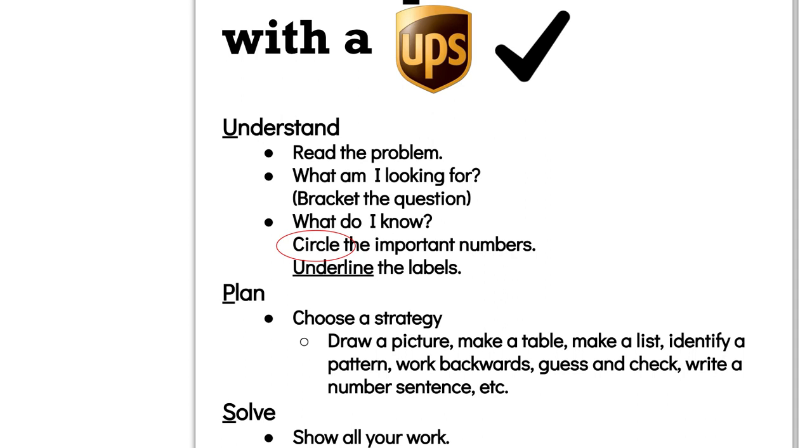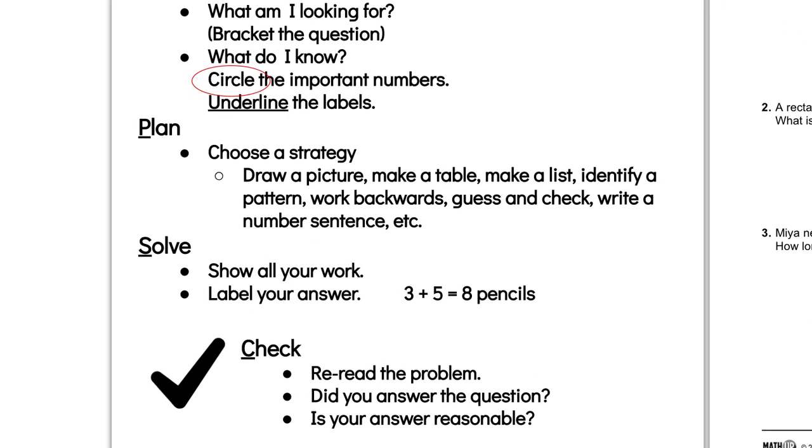What are we looking for? We're going to bracket the actual question. We're going to circle the important numbers and underline what those numbers mean. Then we're going to plan a strategy. We're going to choose a strategy, and there's a bunch of options that we could have, and then we're going to actually do the work and solve and label our answer.